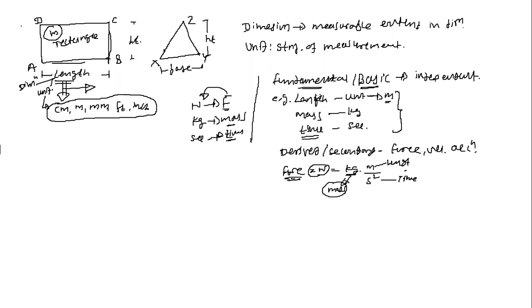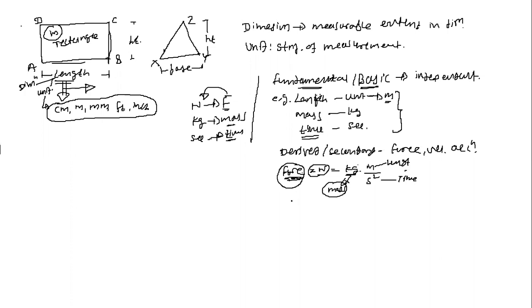But if you want to measure the force exerted by any object on another object, then we need to measure the mass of that object. We need to measure the displacement of the object, and we need to measure the time in which that displacement occurs. It means we need to measure three parameters, and by combining them we get the required force. So for finding the force, we need to go for different dimensions or different units, and such quantities are called derived dimensions or secondary dimensions.